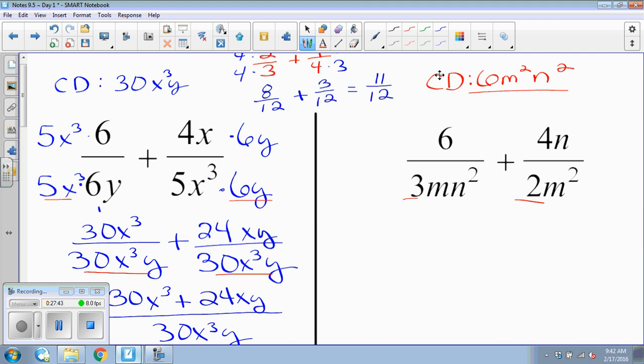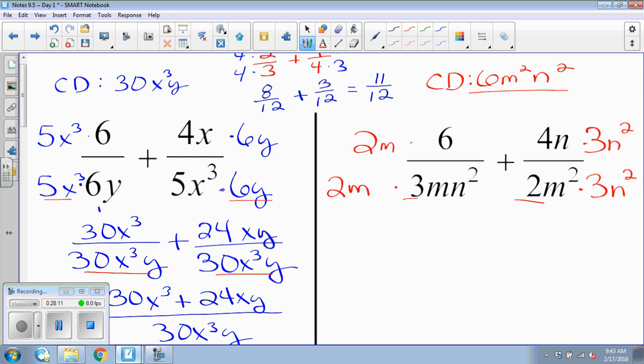So now, I need to make both denominators be 6m squared n squared. So over here, I need a 2, and then I have an m, I need another m, and I already have n squared, right? And over here, I need a 3. I already have an m squared. I need an n squared. What I do on the bottom, I've got to do on the top. So we have to multiply this by 2m also. And we have to multiply this by 3n squared also.